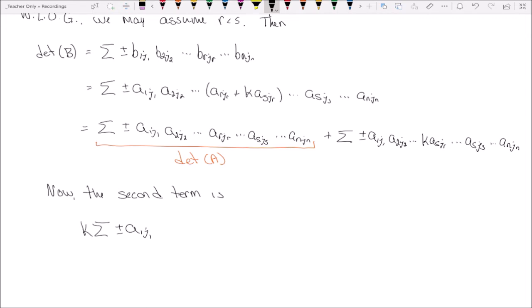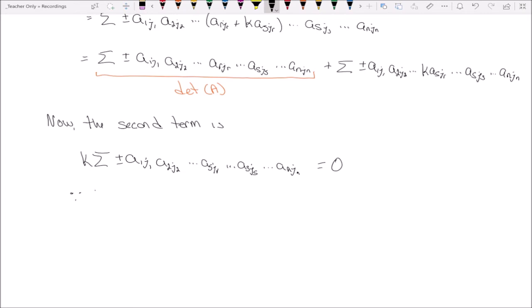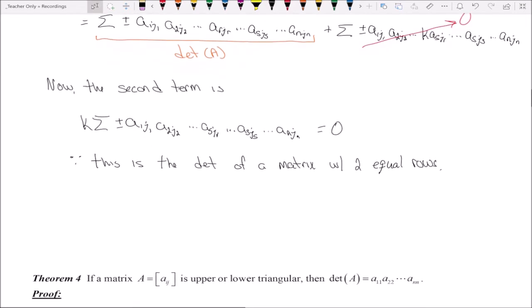We can factor out a K, and then we're left with this. Now this is equal to 0 because this is the determinant of a matrix with 2 equal rows. Right, so then that means that this entire term here goes to 0, and what we are left with is the determinant of B is equal to the determinant of A as desired.